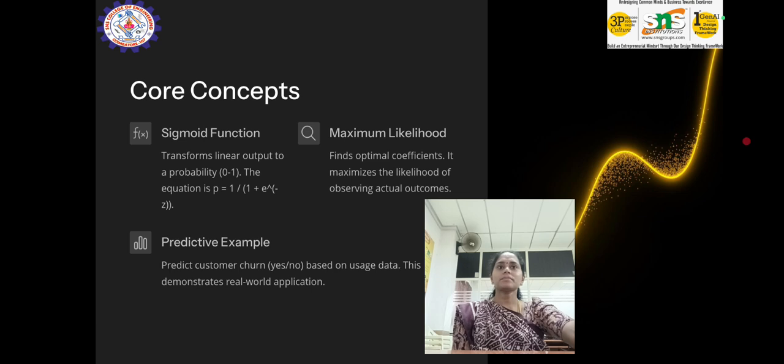And maximum likelihood is a method used to estimate the coefficients in logistic regression, unlike least squares used in linear regression. And the predictive example is to predict customer churn based on usage data. This demonstrates real-time applications.